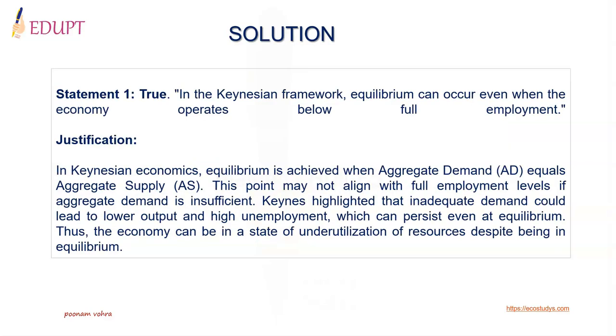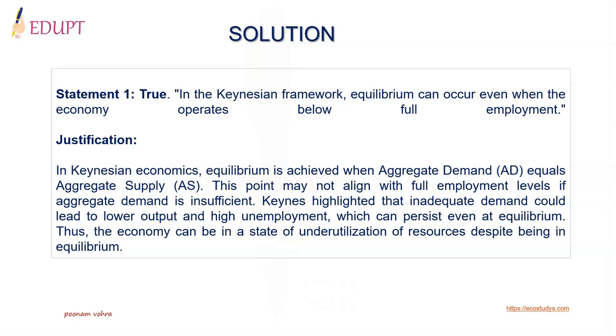Let's have a look at the solution. Statement 1 is true. That is, in the Keynesian framework, equilibrium can occur even when the economy operates below full employment. The justification is that as per Keynes, equilibrium is achieved when aggregate demand equates aggregate supply. This point may not align with full employment levels if aggregate demand is not sufficient.